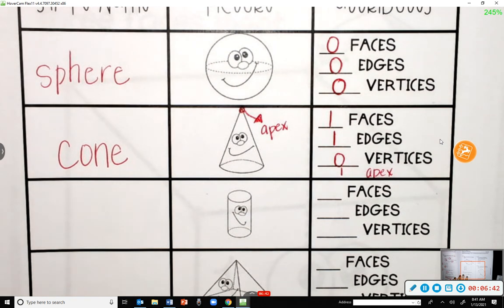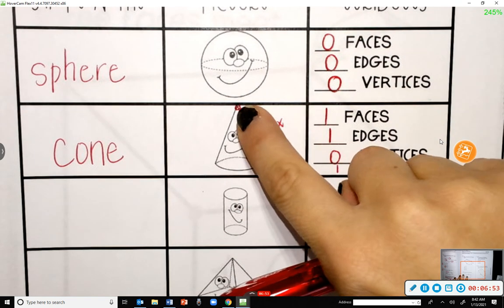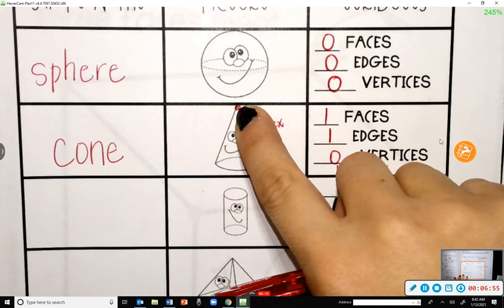Okay, because if you think about it, the vertice has to have edges that meet. Okay, and if these aren't edges, then this technically is not a vertice or vertex. Sorry.